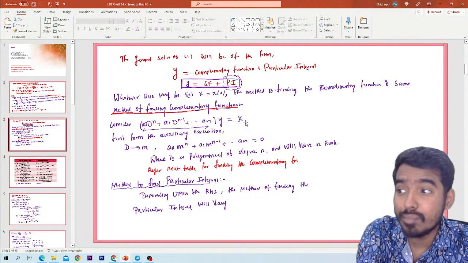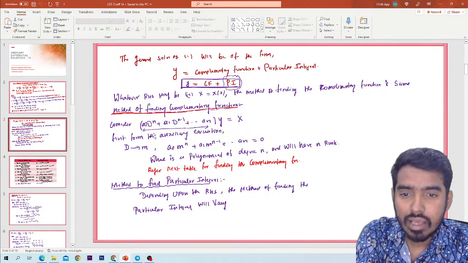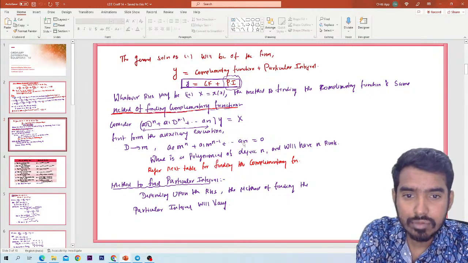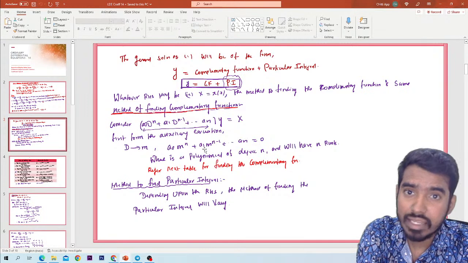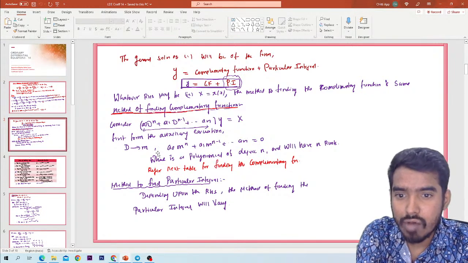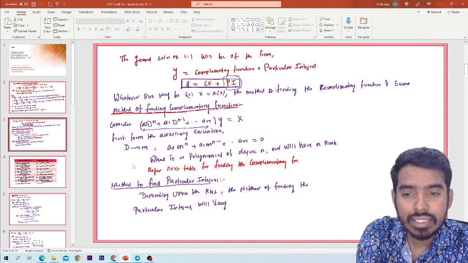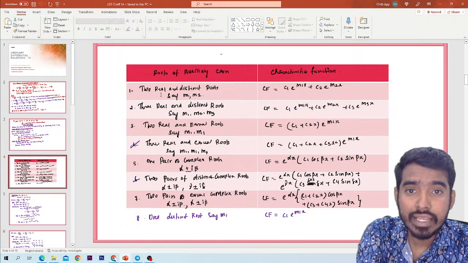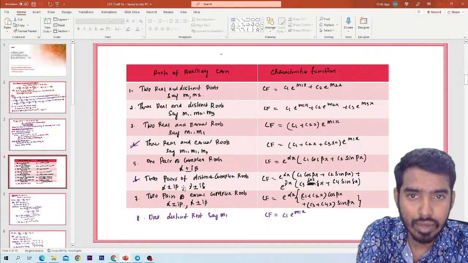This is a recall of the previous class. In this equation, you have to replace D by m and equate the term to 0. You will have a polynomial of degree n, so you find the roots of the auxiliary equation. Depending upon the nature of the roots, I have given you the formulas for the complementary function. If you have two real and distinct roots, your complementary function is c1 e^(m1 x) + c2 e^(m2 x). I have given you all these formulas.